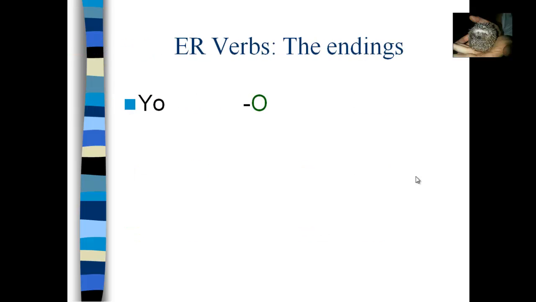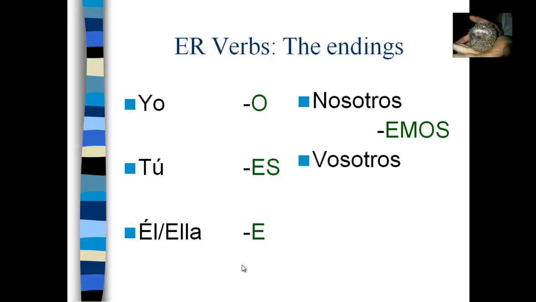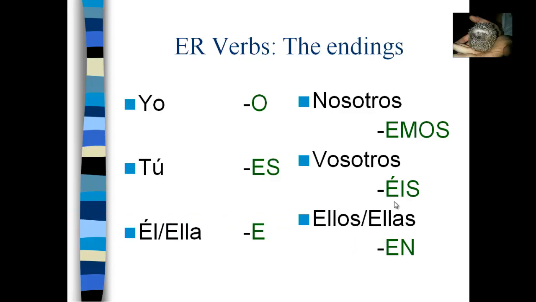So ER verbs, the endings are, now you'll be glad to know they're just as easy as the AR ones. So it goes o for yo, the I, es, sorry, for the you singular, my apologies, e for the he, she, or it. For the we is emos, vosotros, so the you plural is éis. Again, look at that accent, don't forget that. And they is en. So o, es, e, emos, éis, en.